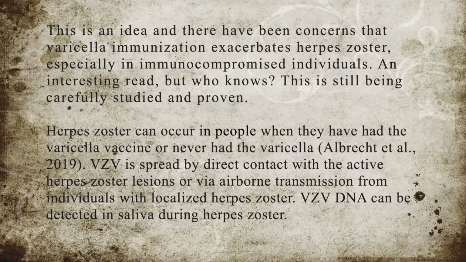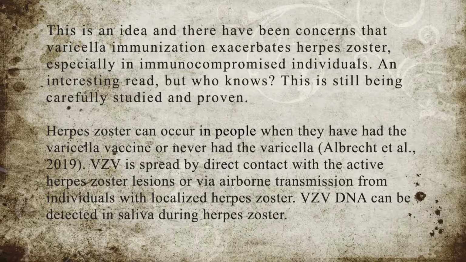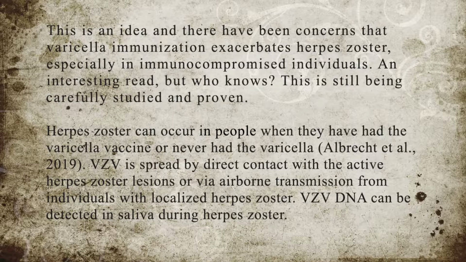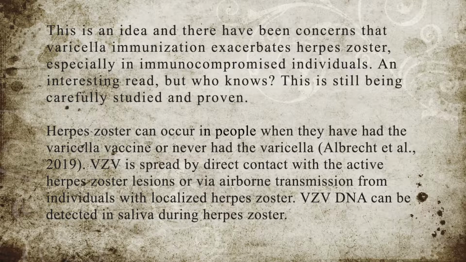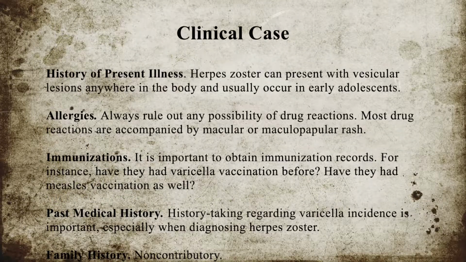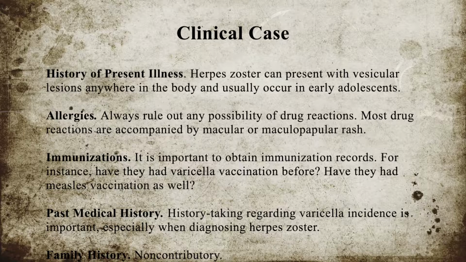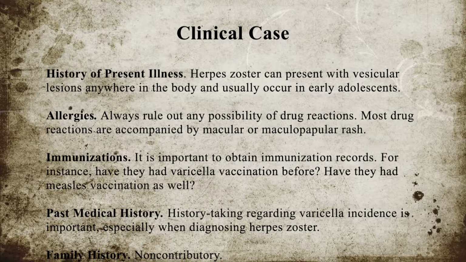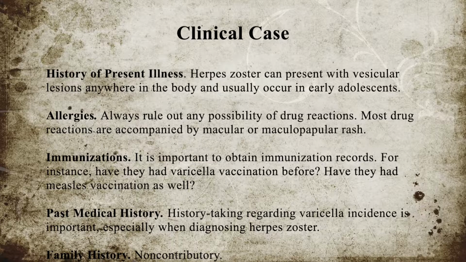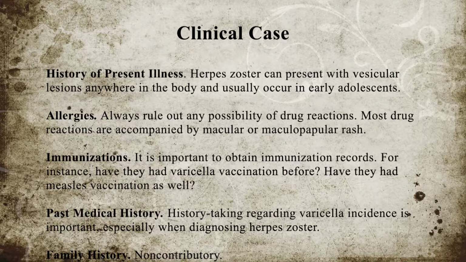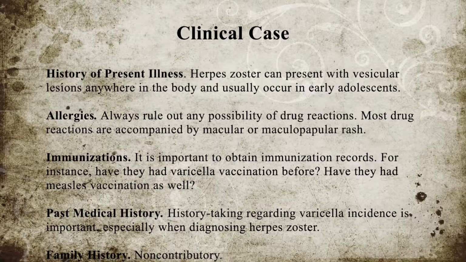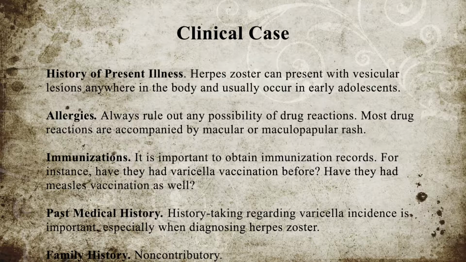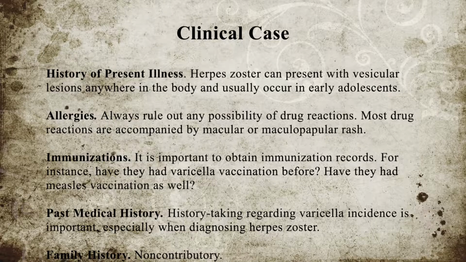So herpes zoster can occur in people when they have had the varicella vaccine or never had the varicella, and varicella virus is spread by direct contact through droplets. The clinical case, HPI: herpes zoster can present with vesicular lesions anywhere in the body. Always look for any allergies, any immunizations, especially varicella vaccination, any past medical history, if there's any history of varicella incidents, and family history also, which is usually non-contributory.